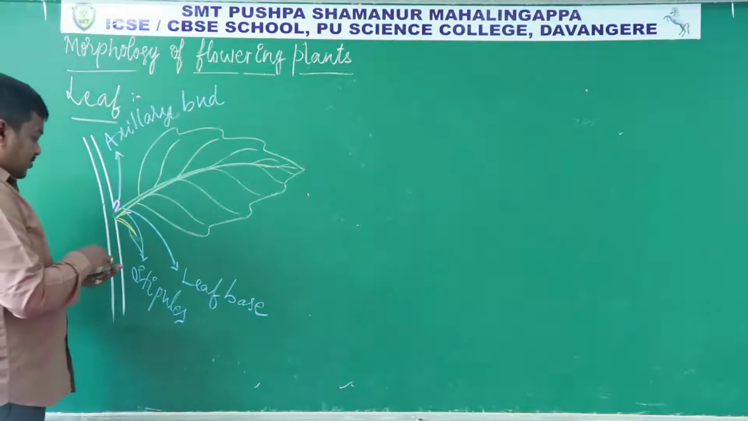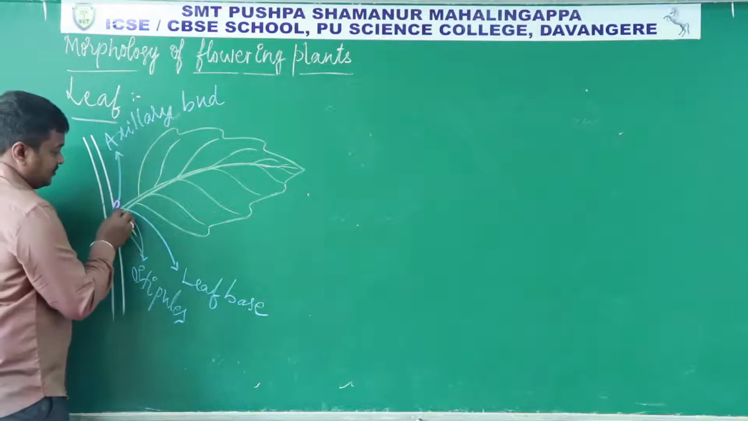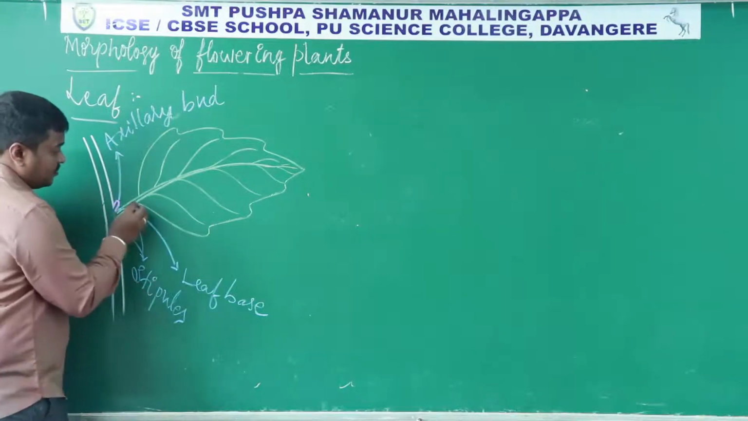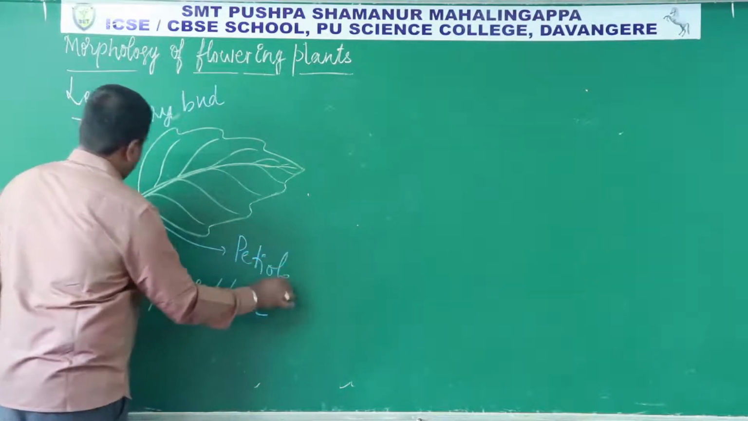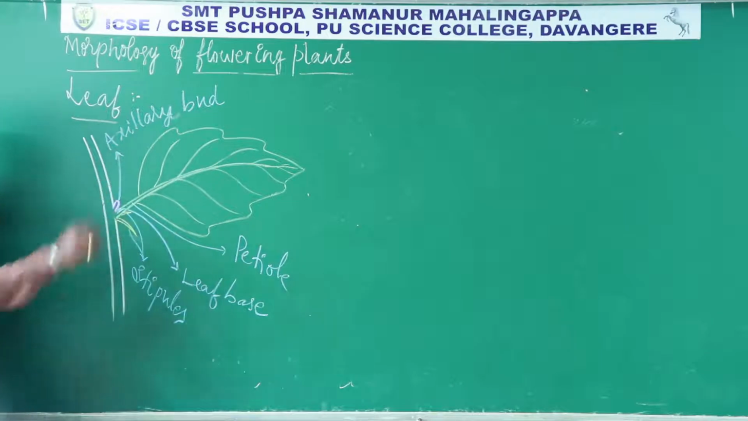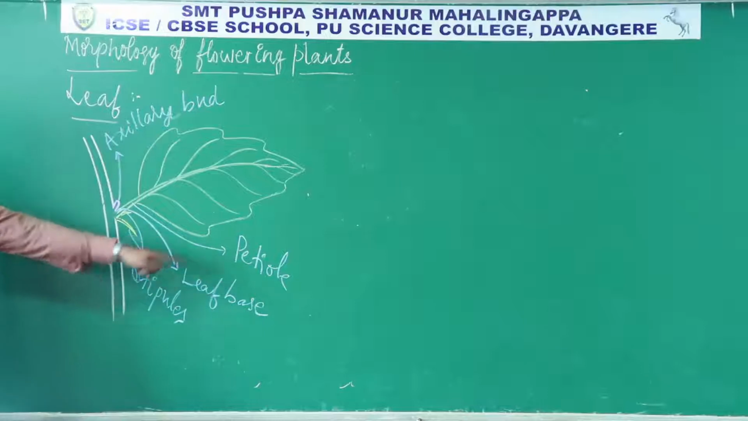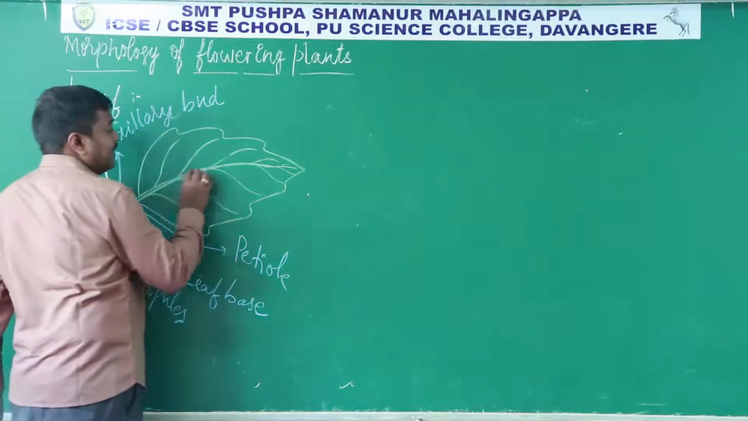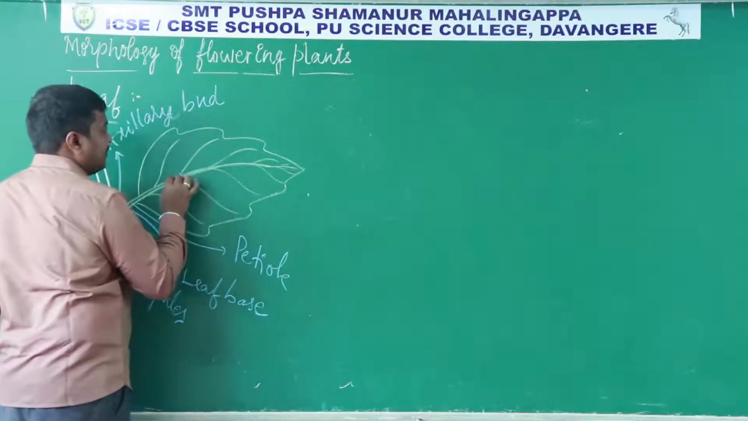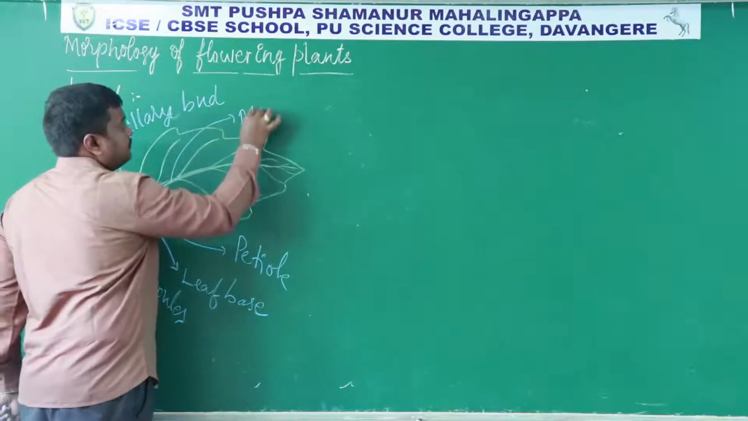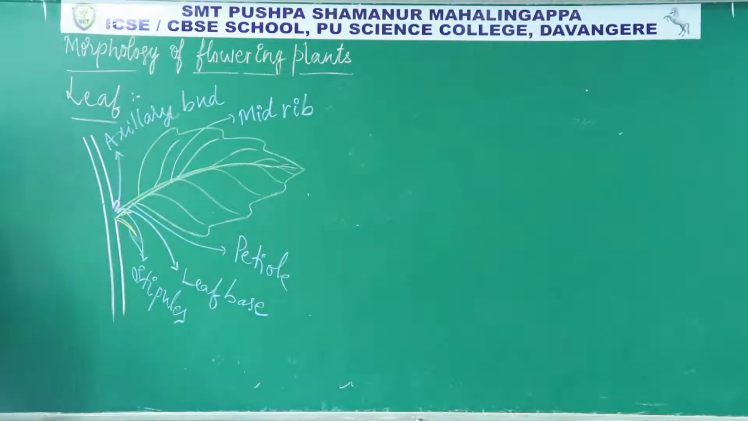So this is the leaf base. This is the petiole. The stalk that is present, that is called the petiole. The petiole runs along like this, and the part which is present in the middle is called the midrib.